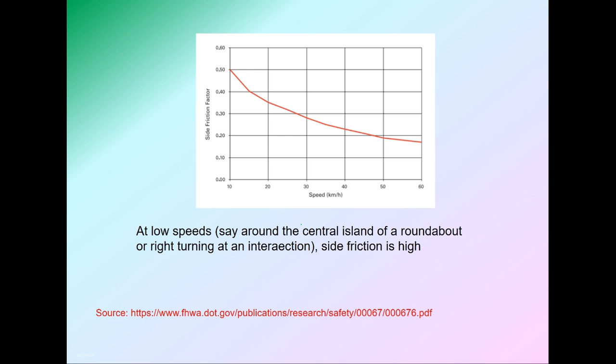The coefficient of side friction depends upon the speed. At low speed it is very high, at high speed it is very low, and therefore at roundabouts or at intersections, because speeds are low, the coefficient of friction is high, and therefore the vehicle is safe.